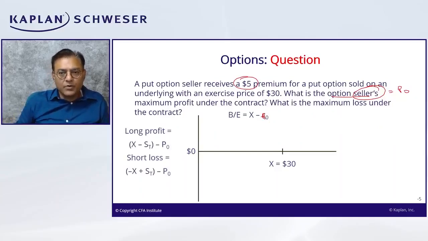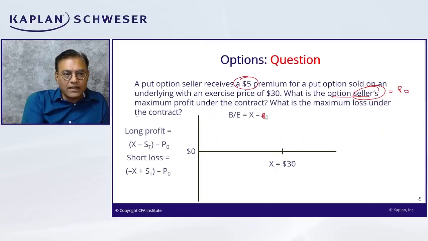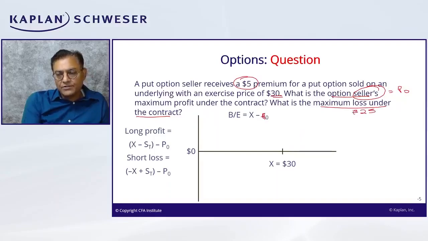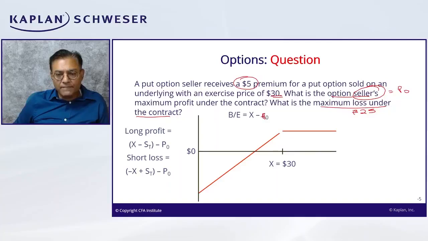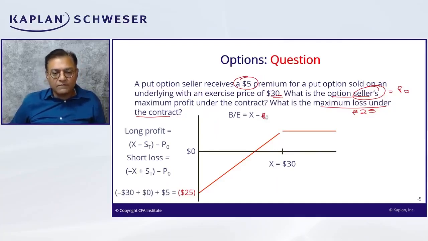All right, so now the second part is, what is the maximum loss under the contract? Remember, the maximum loss is when the stock price goes to zero. They have to pay $30 for a worthless stock. Well, they got $5 up front, so the maximum loss is $25, which is simply the exercise price minus the upfront premium they received. So here is your payoff figures. Again, we are looking at it from the perspective of an option writer. So the maximum loss is $25 and the maximum gain is $5.